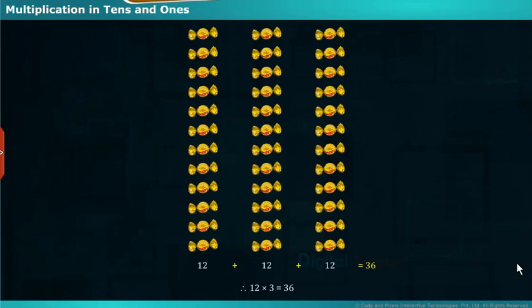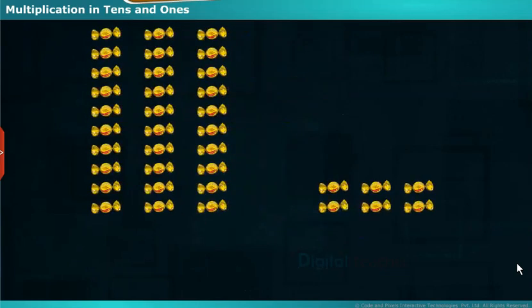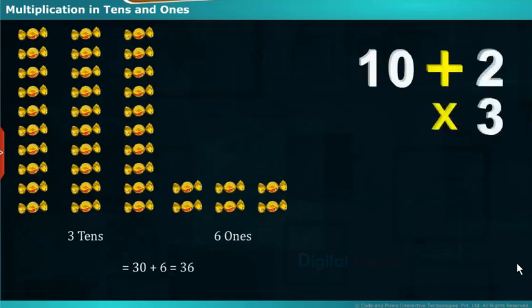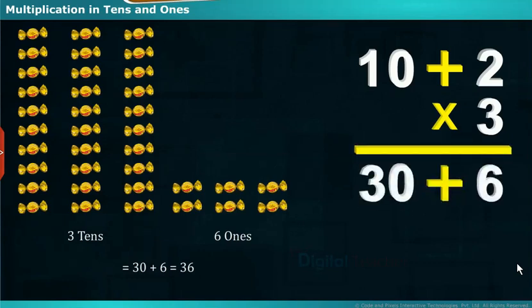Now, we will go for method 2. Take tens and ones separately. So, we get 3 tens and 6 ones, which is equal to 30 plus 6 equals 36. Or, take 10 and 2 and multiply with 3. We get 30 plus 6. By adding them, we get 36. So, finally we conclude that method 1 and method 2 give the same answers.